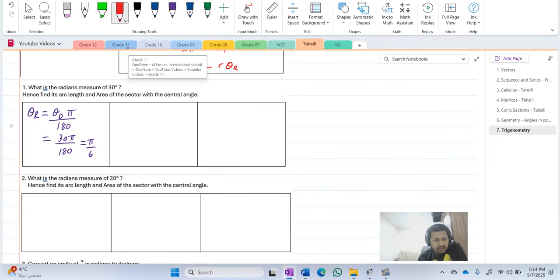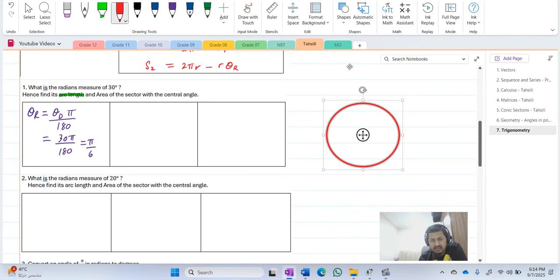Next, hence find its arc length. So what's the arc length? Arc length with respect to this central angle here, which is 30 degrees. We are trying to find this small piece here, the arc length. So we're finding the distance from there to there. So that's S1, with a radius that wasn't given here, so radius should be 3.